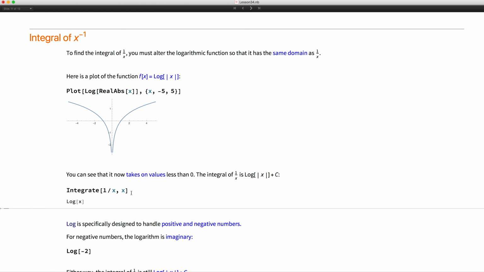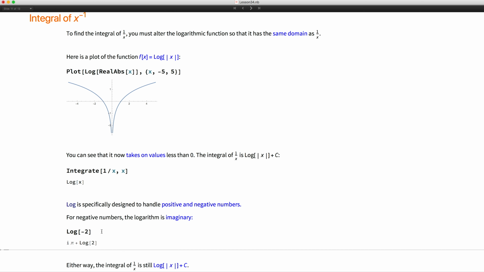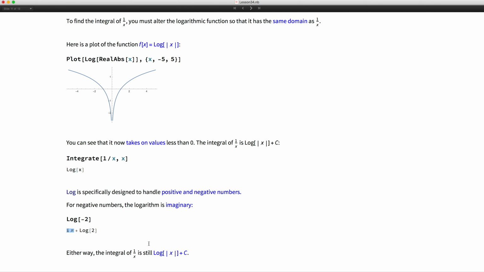And once you've done that, then you can say that the integral of 1 over x is the logarithm of the absolute value of x. But in the Wolfram language, the log function can handle both positive and negative numbers. So for example, the log of negative 2 is log of 2 plus a complex number. And so in the Wolfram language, the integral of 1 over x is just log x. But in fact, one could write it as logarithm of the absolute value of x plus c.